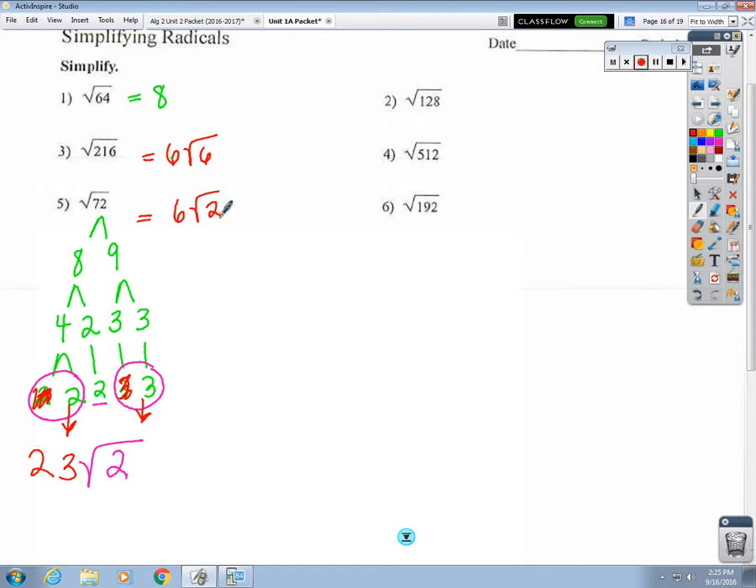Now let's use our method to check. What is 6 times itself? And what's 36 times 2? 72. So that means we did it right. Another way to check would be to type each of them in the calculator and see if they give you the same number. Okay? Alright, number 7.